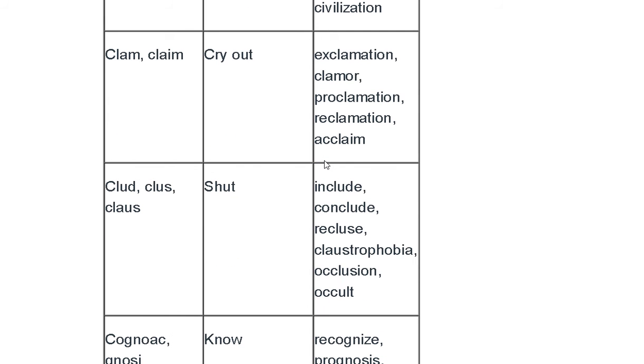Okay, clam or claim is to cry out. So an exclamation is when you literally say something out loud. You exclaim, you cry out. Clamor is lots of noise. Like if I hear a clamor in the hallway, all these noises that are crying out.